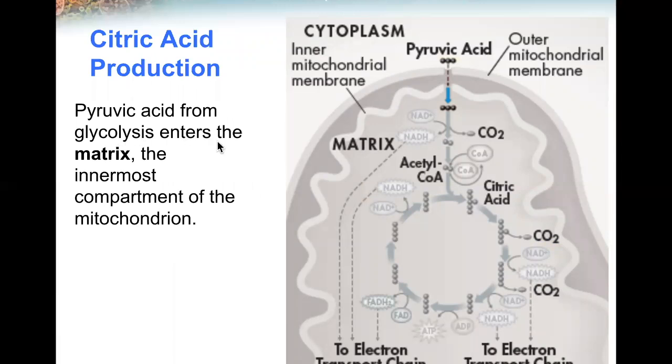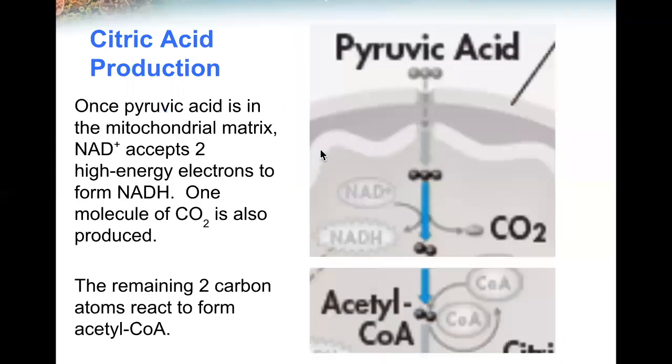Pyruvic acid from glycolysis enters the matrix, the innermost compartment of the mitochondria. So the pyruvic acid goes from the cytoplasm into the mitochondria and passes into the matrix, the inner realm. Once pyruvic acid is in the mitochondrial matrix, NAD plus accepts 2 high energy electrons to form NADH. 1 molecule of carbon dioxide is also produced. NAD plus converts to NADH, and a molecule of carbon dioxide is formed.